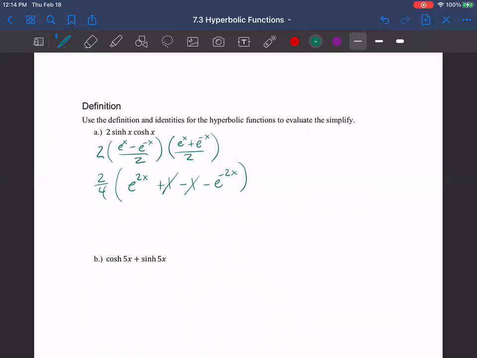The plus 1 and minus 1 will cancel. And the 2 over 4 becomes a 1 over 2. And so I end up simply here with e to the 2x minus e to the negative 2x over 2, which is just the hyperbolic sine of 2x.